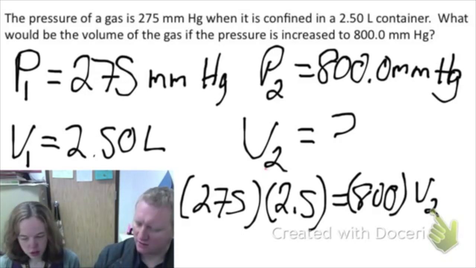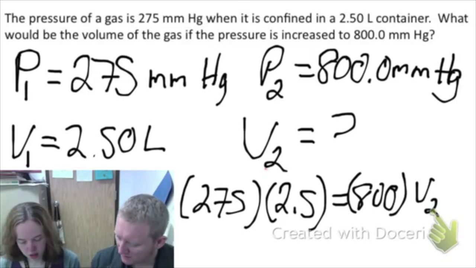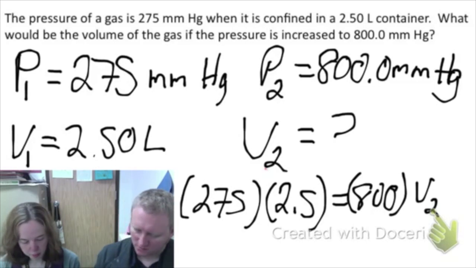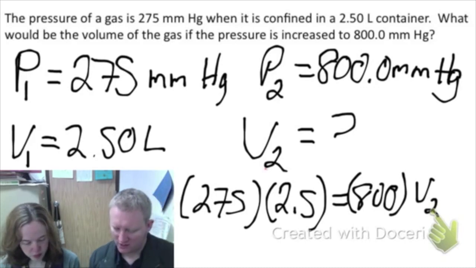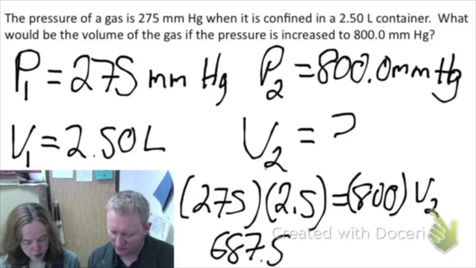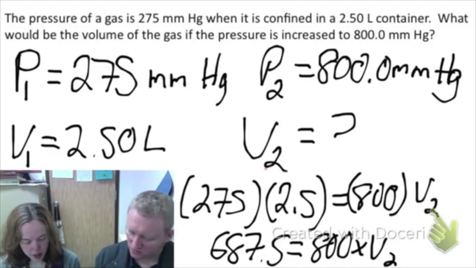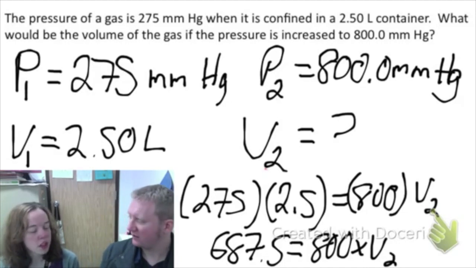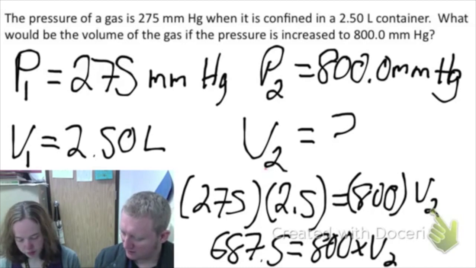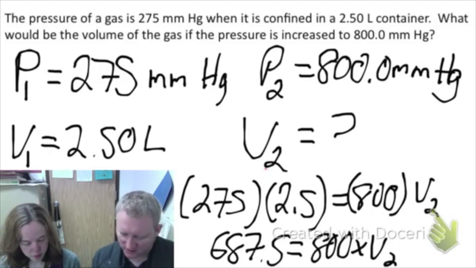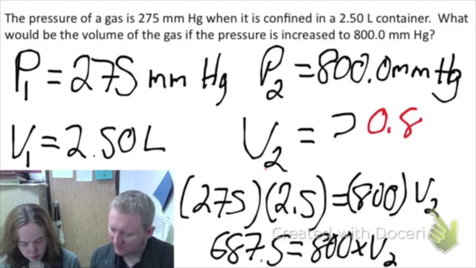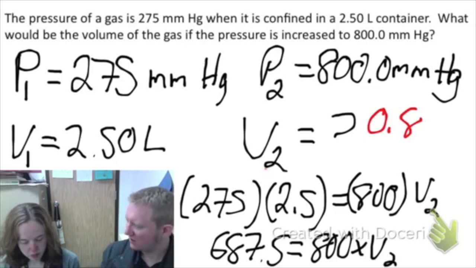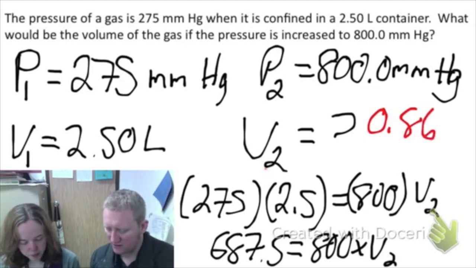So we need to multiply 275 times 2.5. So I got 687.5 equals 800 times V2. Okay, and so now how do we get V2 by itself? We're going to have to divide by 800. Yep. Divided by 800 gives us 0.859. Can I go ahead and round it to 2 decimal places, 0.86? Yep. All right. 0.86.